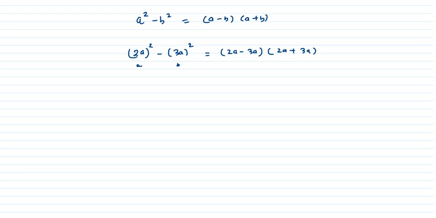You can further simplify this. Minus a, this will be minus 1a. Then 2a plus 3a will be 5a. If you multiply this, that will be minus 5a square. More or less, what you have to understand is this: this is the first term square, second term square. What is the output? First term minus second term, first term plus second term. It is like this. Now we have one question based on this from your exercise itself.